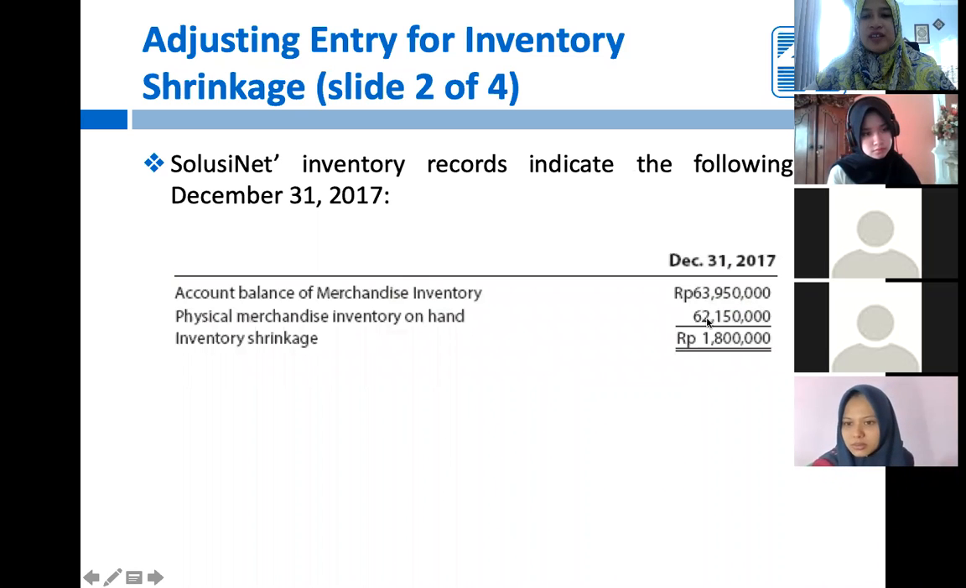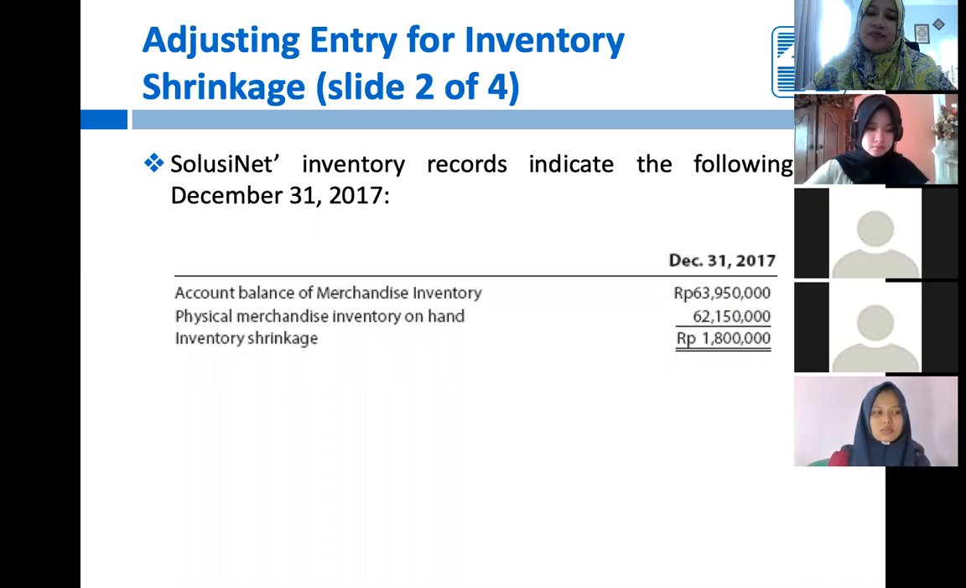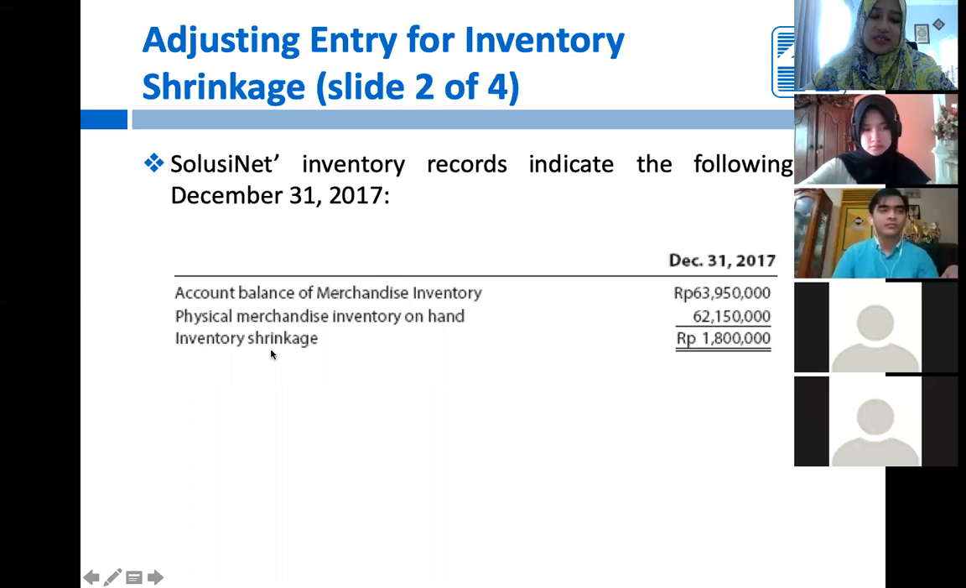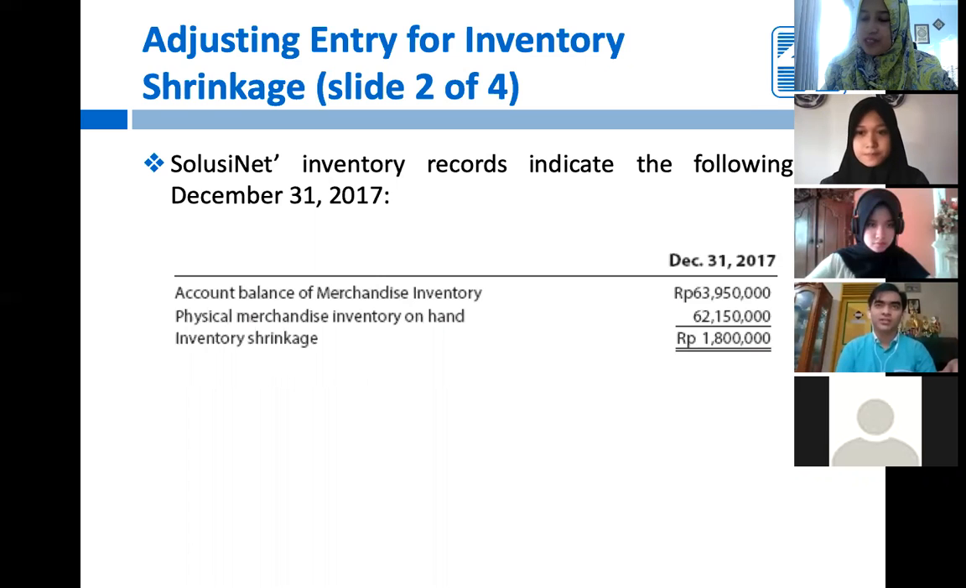Let's say we put it the other way around. The account balance is 62,150, but the physical merchandise is 63,950. Is it possible? So it's not a shortage, it's an overage. Possible? Any answer? Any response? I think it's possible. Possible. Why?